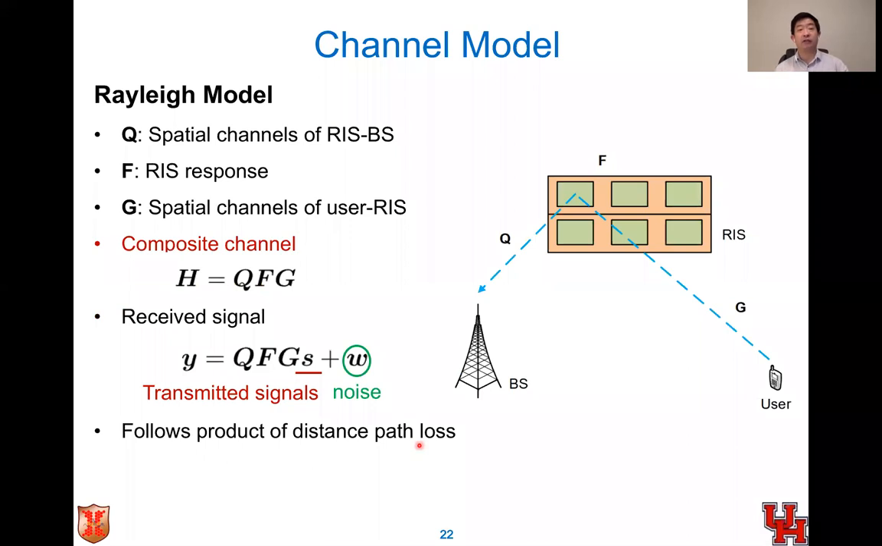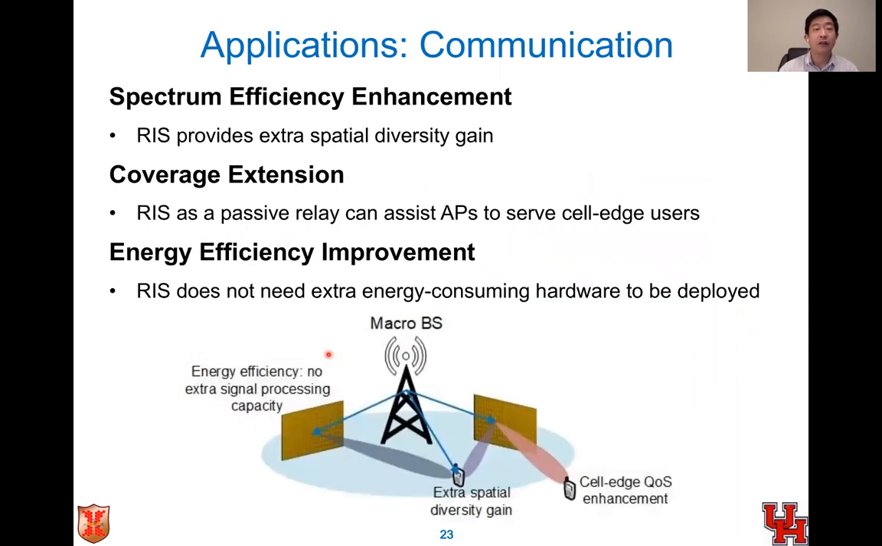And then in matrix form, we can use Q as a spatial channel between the base station and the RIS, and F is the RIS response, and the other Q is the spatial channel from the user to the RIS. So overall, you can represent it in this matrix form. You see this form also looks like backscatter. You have two channels.